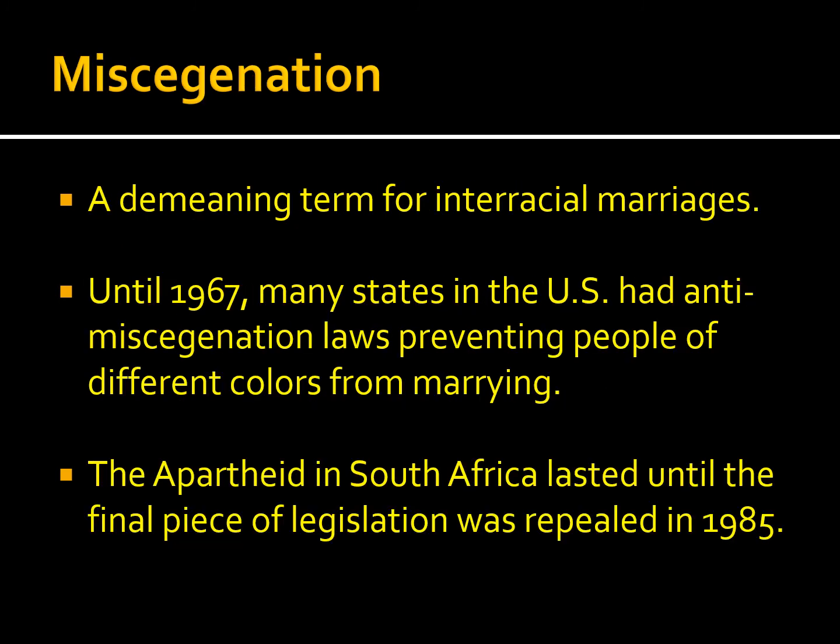Now that we've reviewed racial categories for a little bit, let's take a closer look at how race and racism present themselves, particularly within our own culture, within the United States, as well as some of the other first world cultures around the world. What I'll start with is this notion of miscegenation, which was a demeaning term for interracial marriages. Until 1967, many states in the U.S. had anti-miscegenation laws preventing people of different colors from marrying. Essentially, white people and black people were not allowed to intermarry in a lot of the southern states, as well as parts of the West.